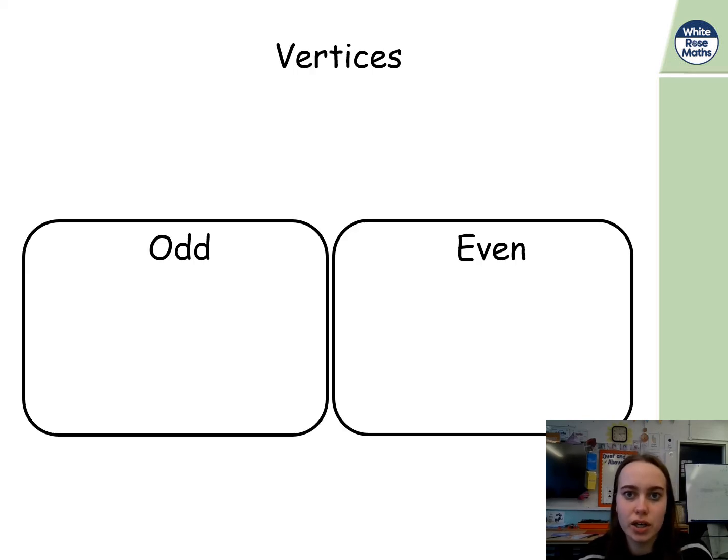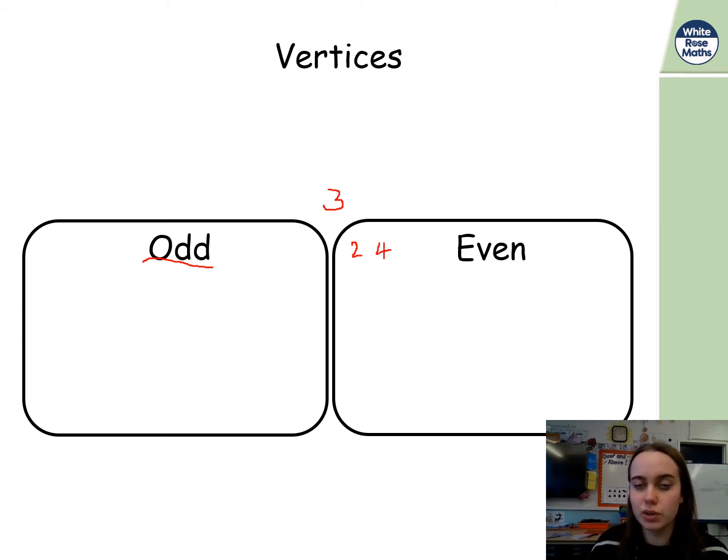So we can also, this time, using the amount of vertices, sort them into odd amount of vertices or an even amount of vertices. So for example, a triangle has 3 vertices. Now you need to think, is 3 an odd number or an even number? Remember, we can tell a number is even if it ends in a number from the 2 times table, or is a number in the 2 times table. So 2, 4, 6, 8 or 0. And that means that the number is even.